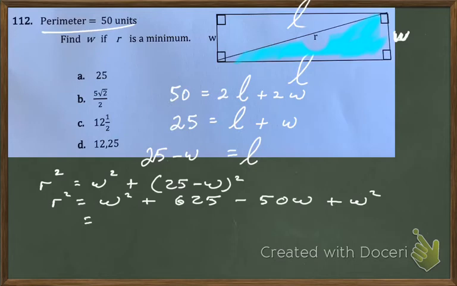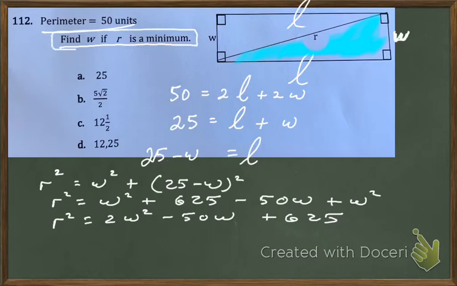We simplify by adding the two like terms. 2W squared minus 50W plus 625 is equal to R squared. Let's just go back to the question again. It says, find W if R is a minimum. Find W if R is a minimum.